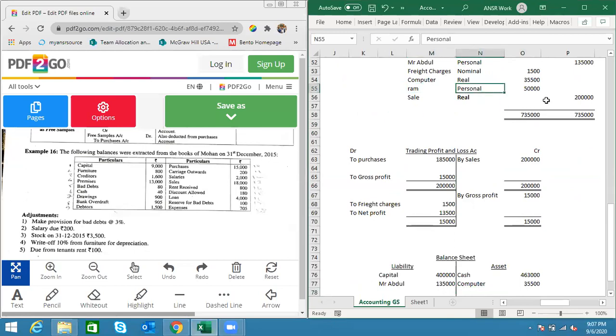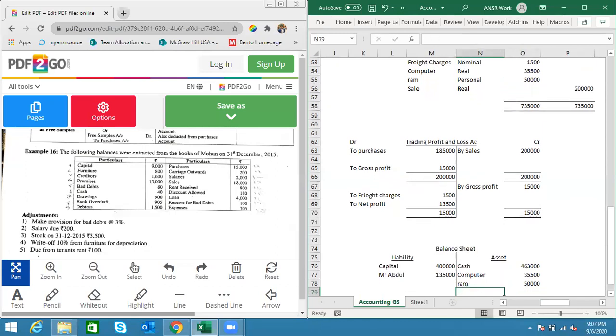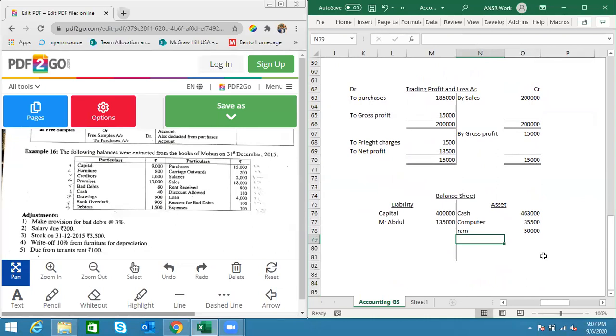Ram's account is a personal account. It will come in the balance sheet. Is it a debit balance or credit balance? Debit balance. Will it come in as asset or liability? Assets. Awesome. Now the amount is. My question now to you is this: are we missing something?